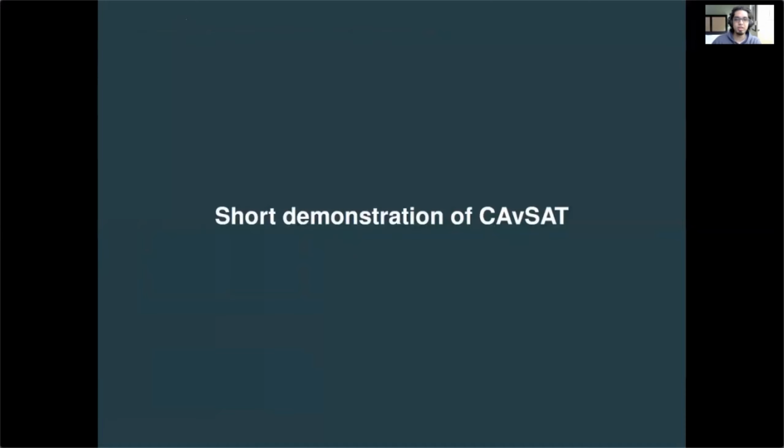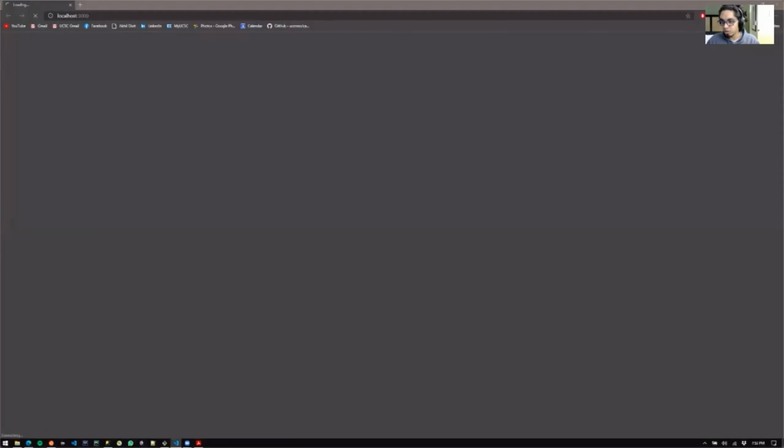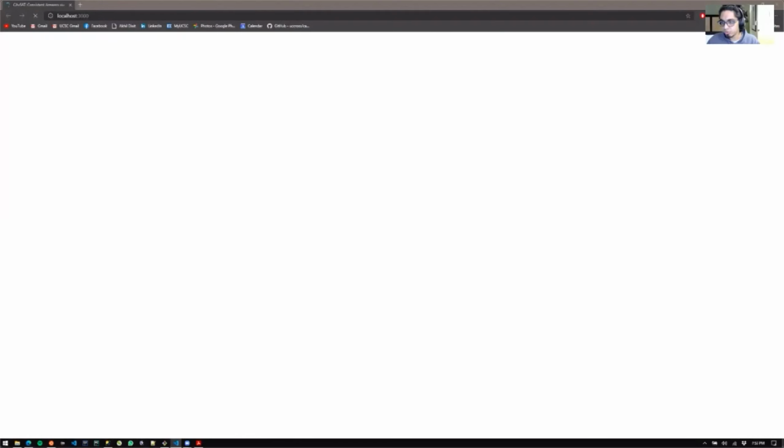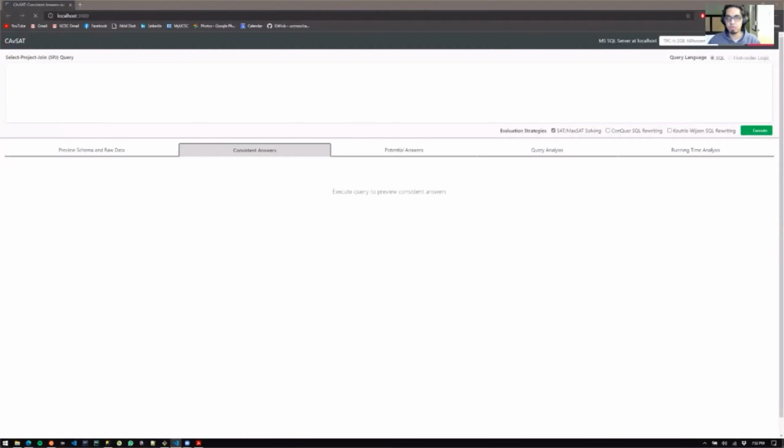With this, I would like to show a quick demo of CAPSAT, so that you can understand what we can do with such solving. So this is a user interface. As you can see on top right, I am currently connected to an SQL server, a database on SQL server on my laptop. It's actually a TPCH database that has over 12 million tuples, I believe.